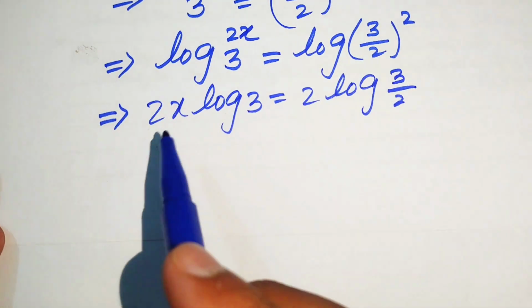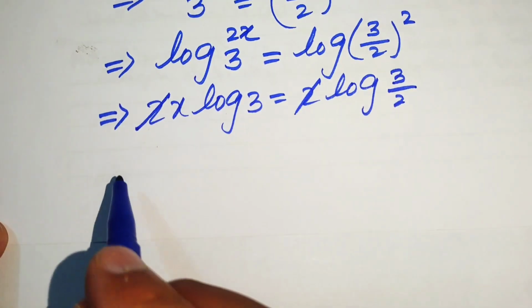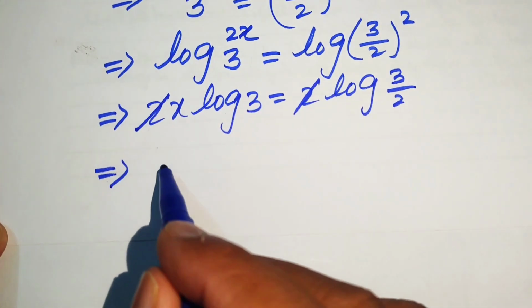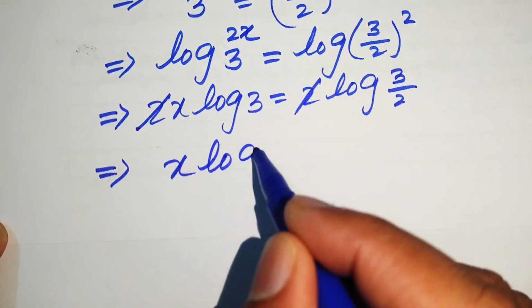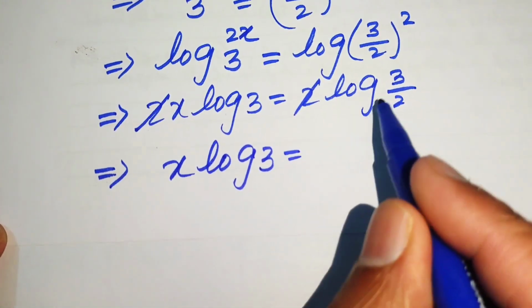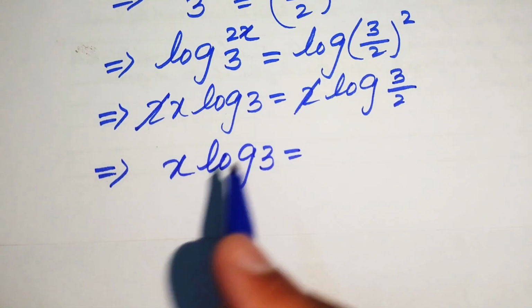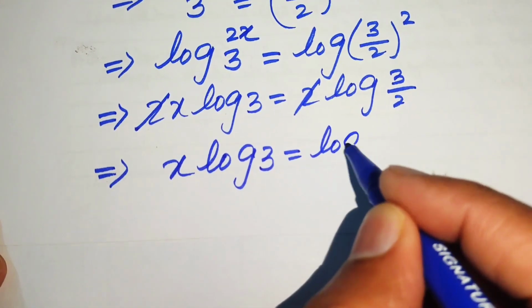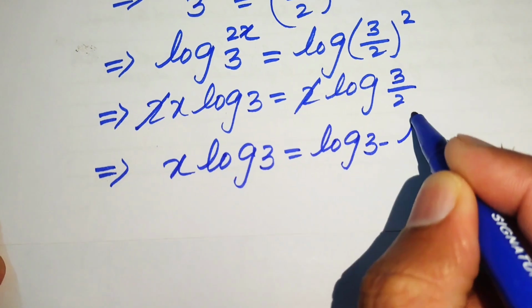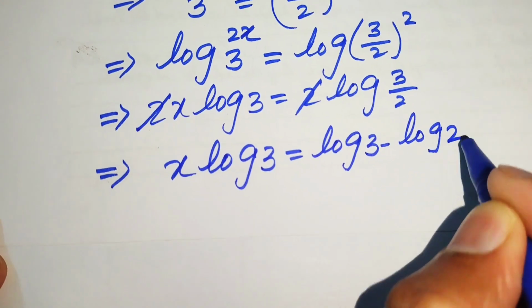Now you see this 2 is cancelled out by this 2, and the remaining terms are x times log 3 equals, here we use the nice property of log, and we write this expression in this form: log of 3 minus log of 2.